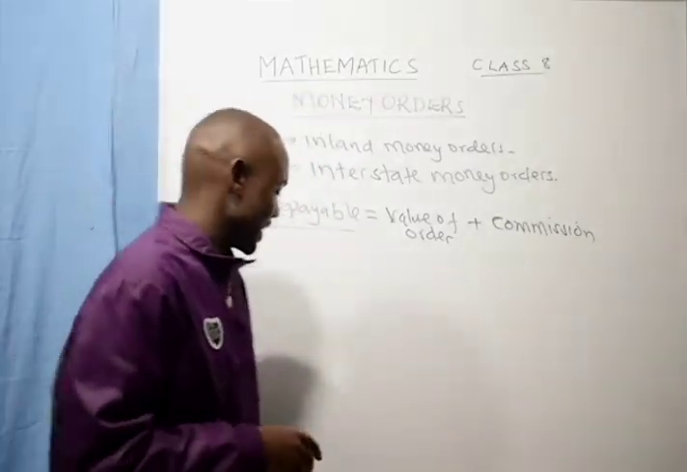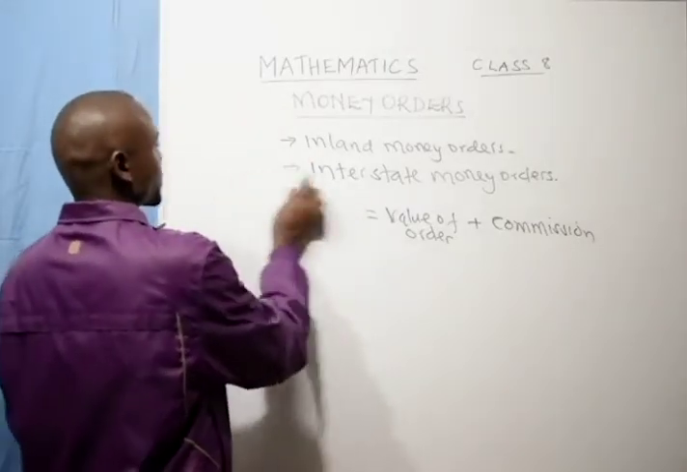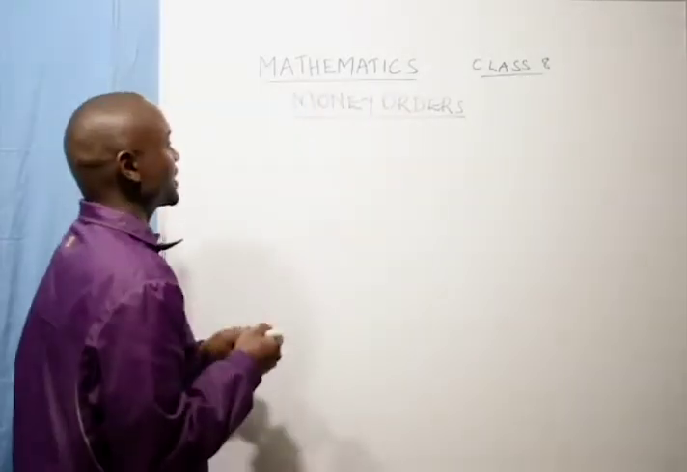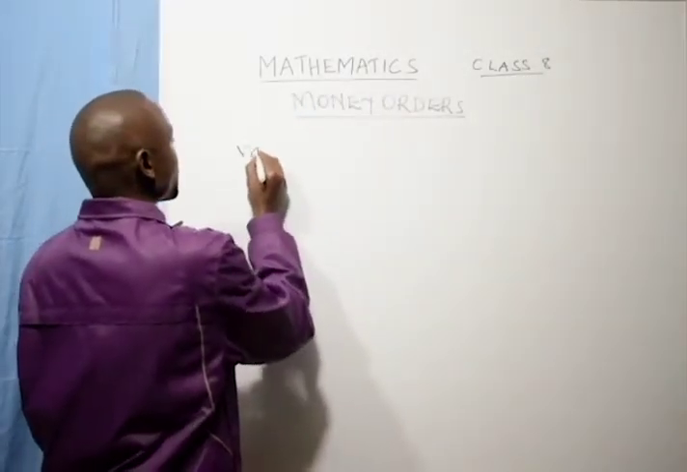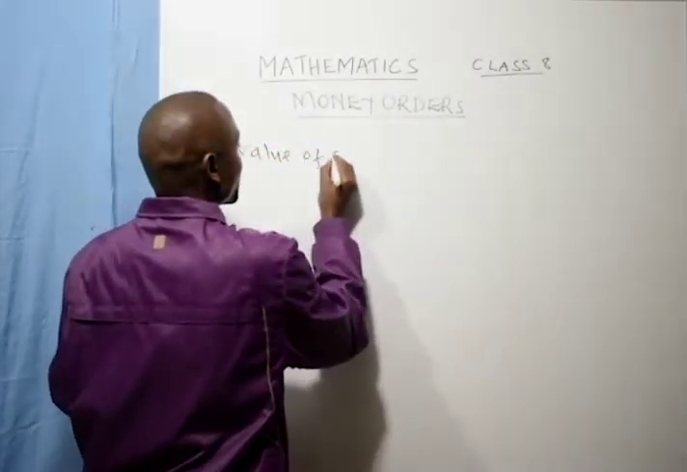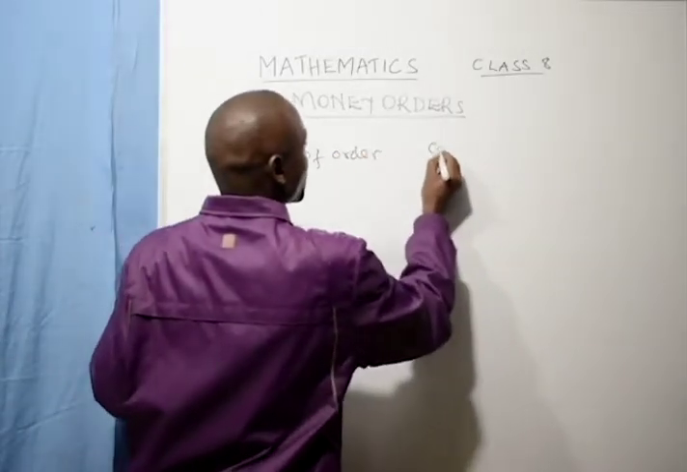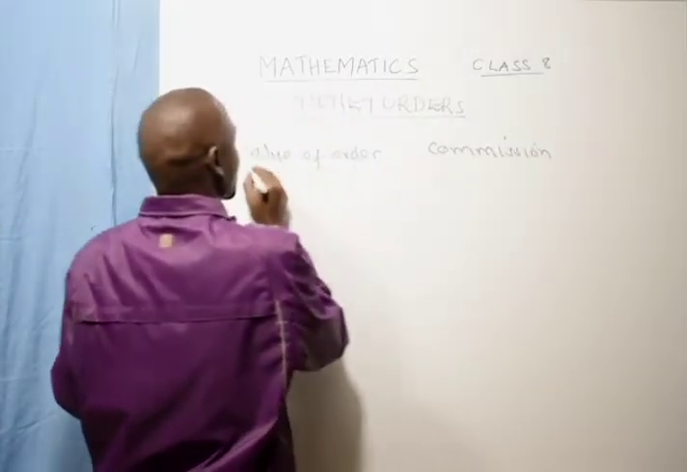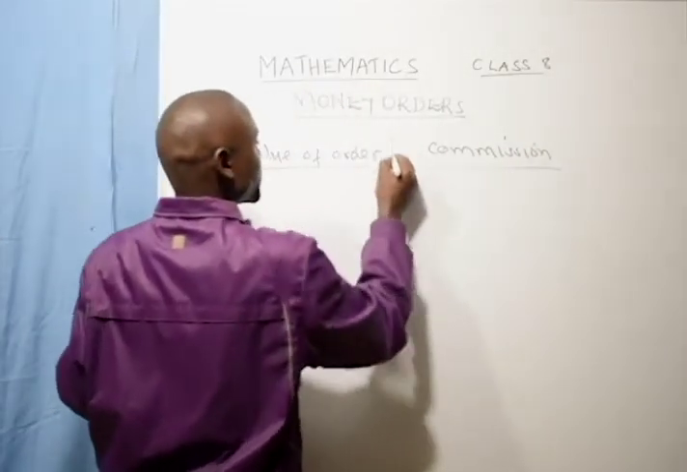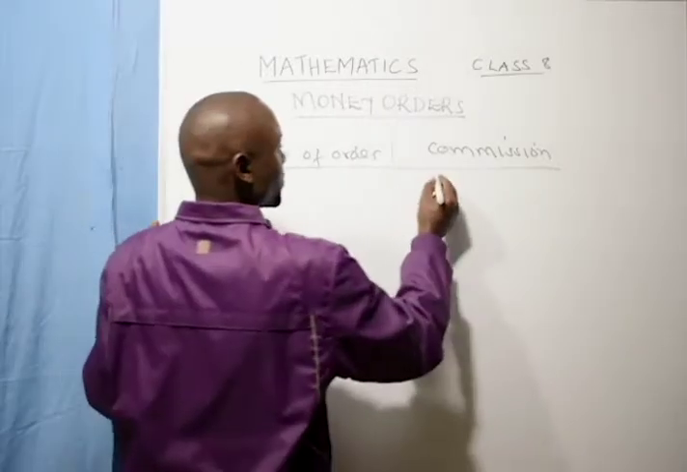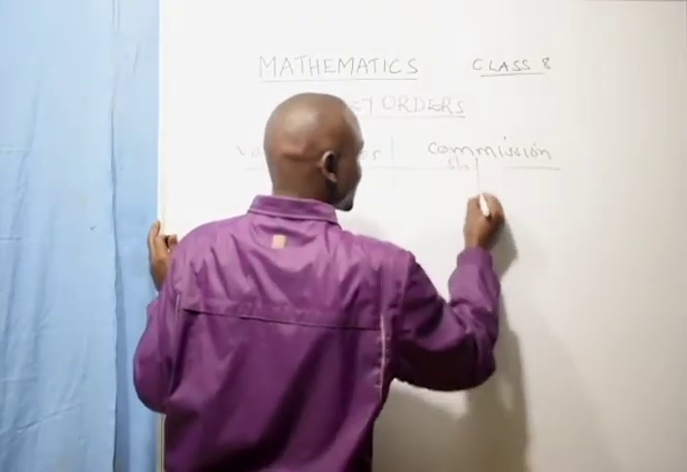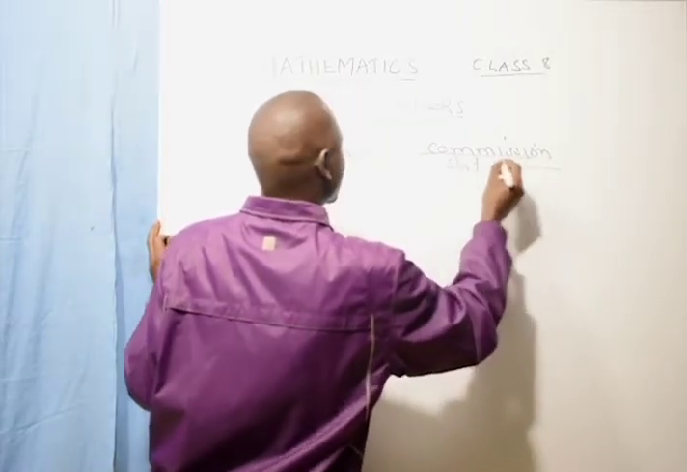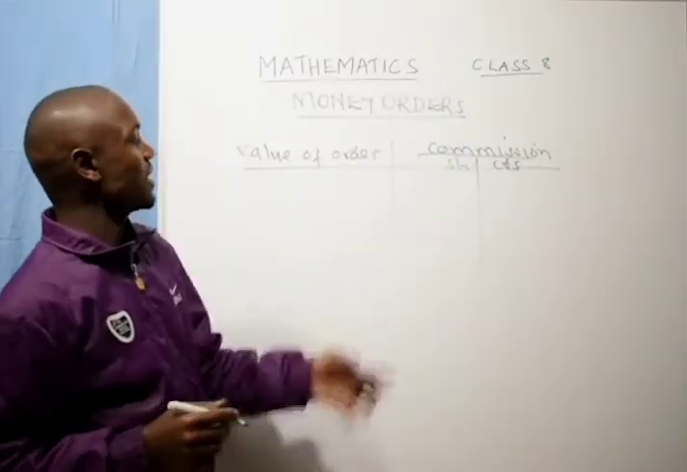For example, let's look at a table on money orders. You'll see that you have the value of the order and the commission charged. The commission is given in shillings and cents. This is just a small table on money orders.